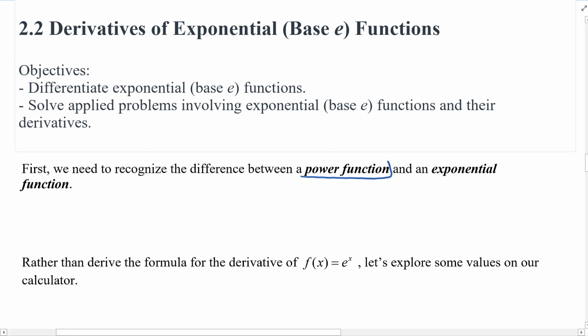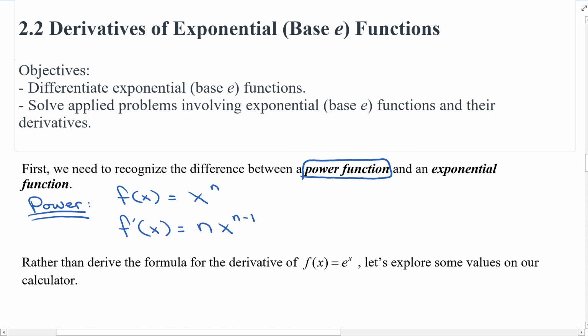I am going to put a box around the words power function, and I'm going to write down power, underline it twice, and right after that I'm going to write down f of x equals x raised to the n power. So the derivative of that would be f prime of x is equal to n times x raised to the n minus 1 power. So this is a power function.